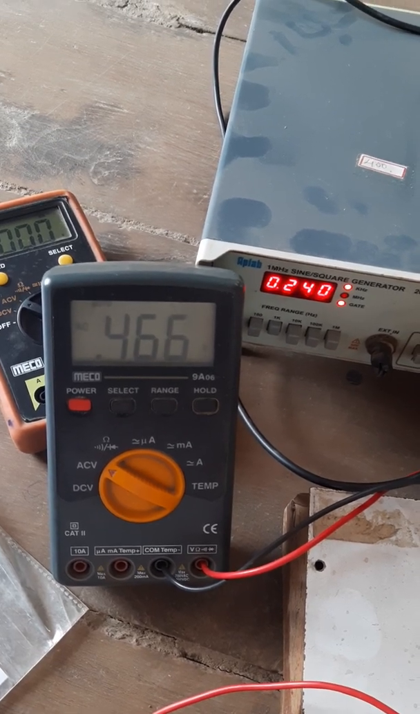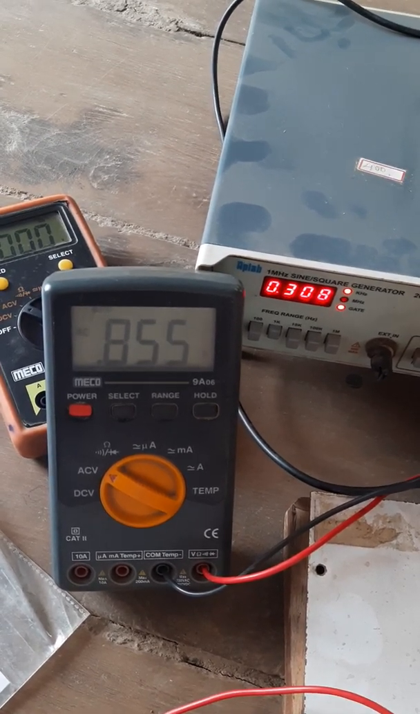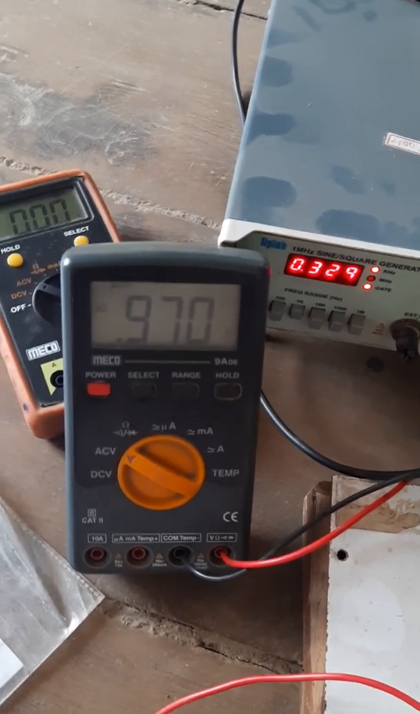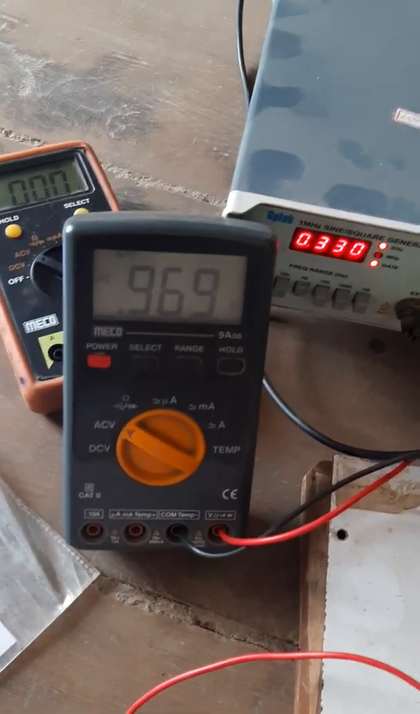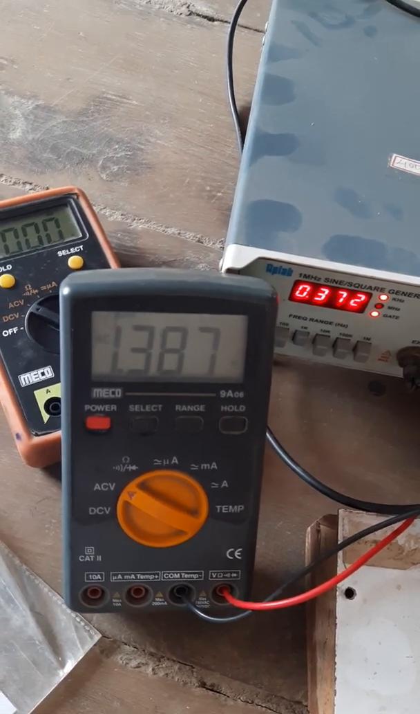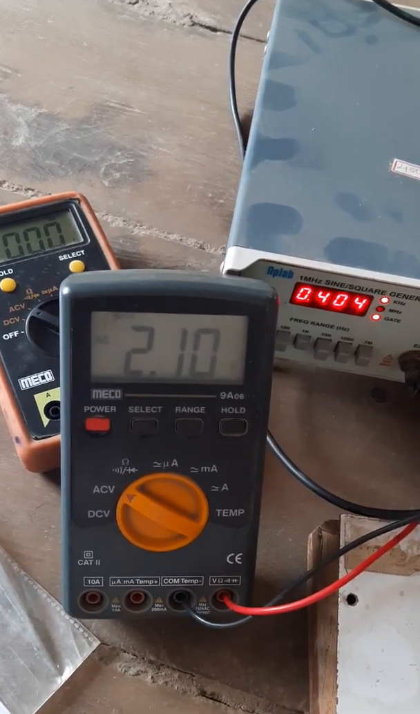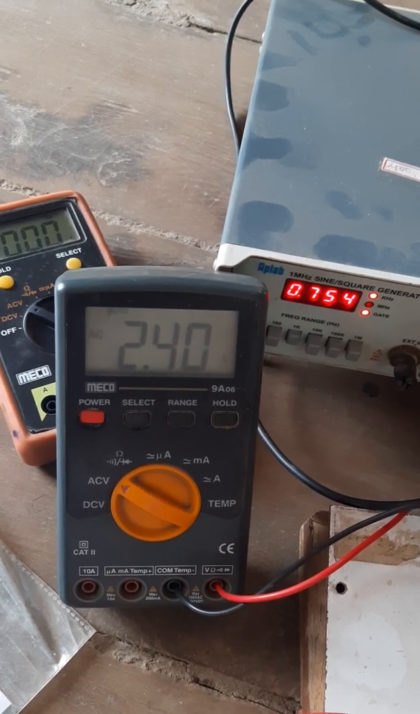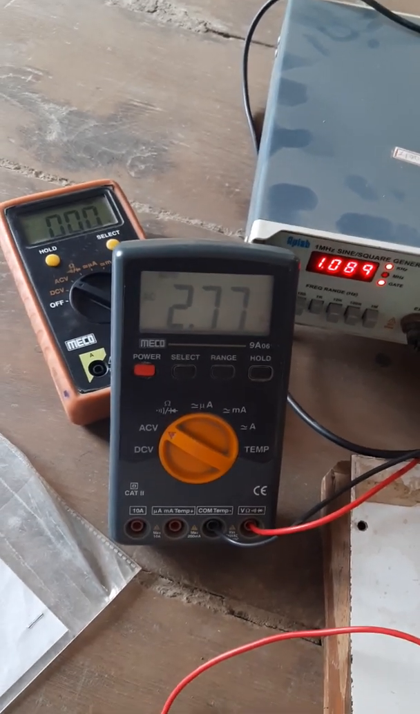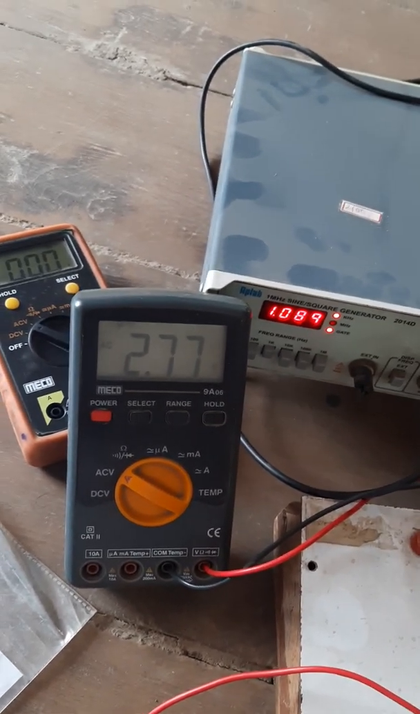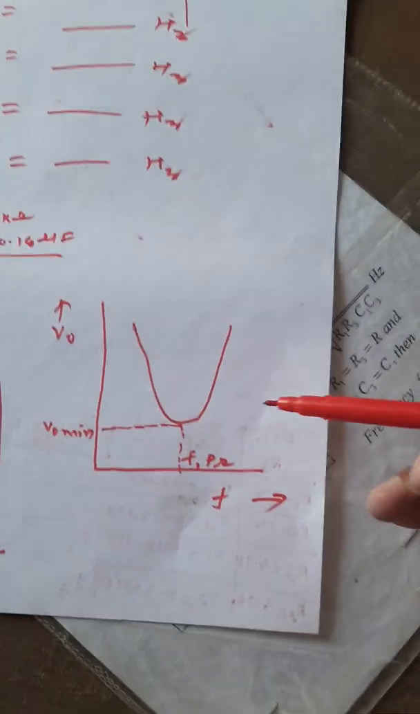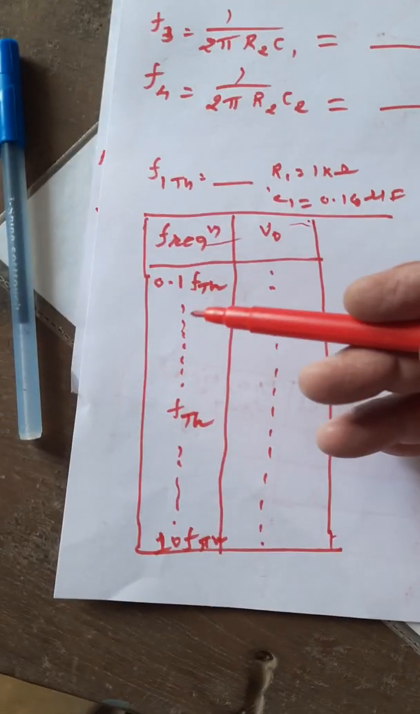At 220, it is 0.46. And if we move more than 220, at 300, again this voltage will increase. It means at 220 hertz, we are getting the minimum output voltage, and if we apply a frequency more than 200, then this voltage is going to increase rapidly, and at 1 kilohertz the voltage has already become maximum, it is 2.7. So if we plot the graph, the observation table will be like that.